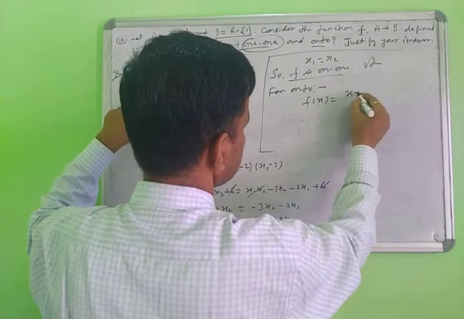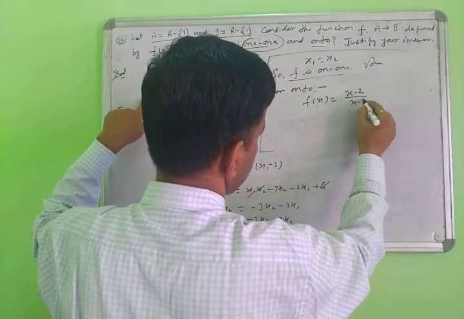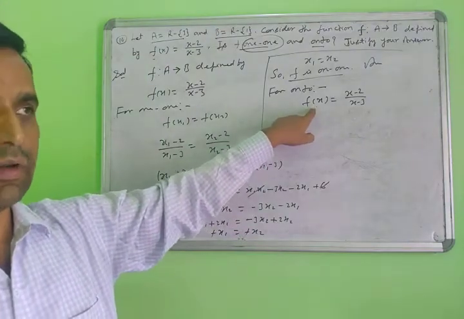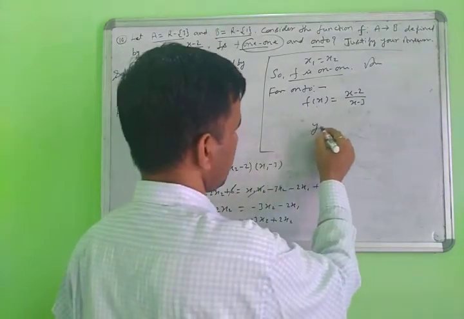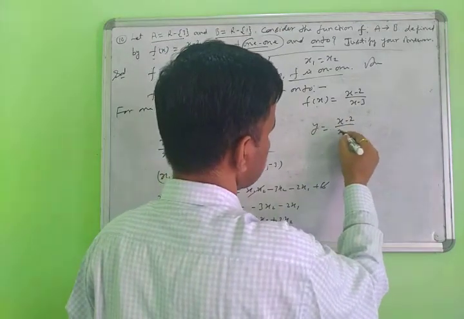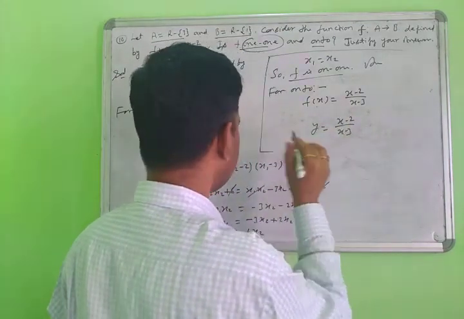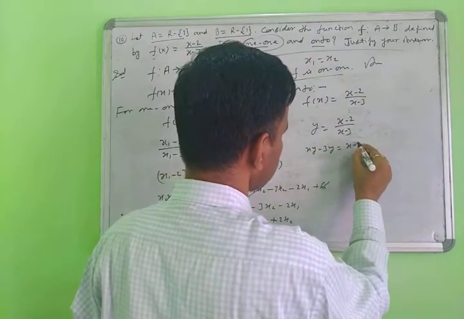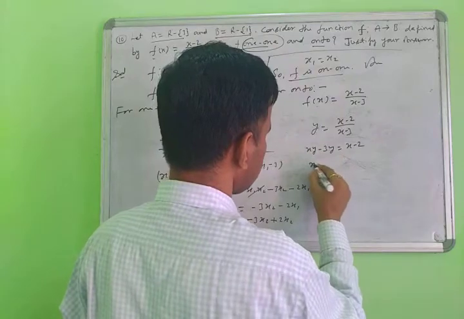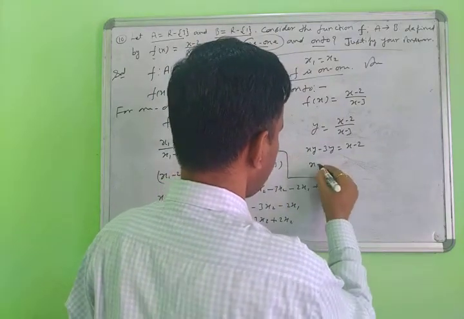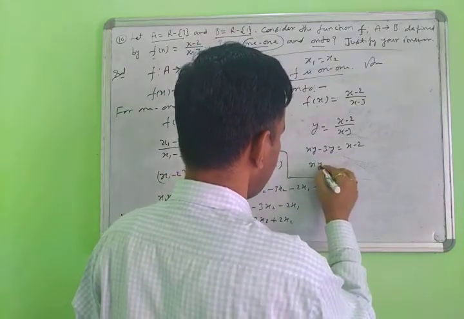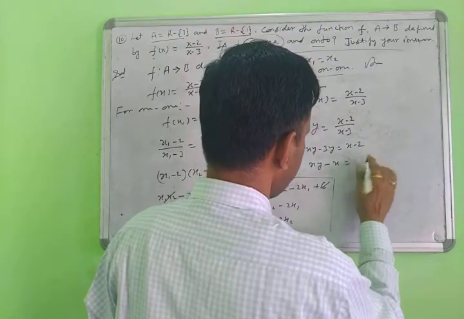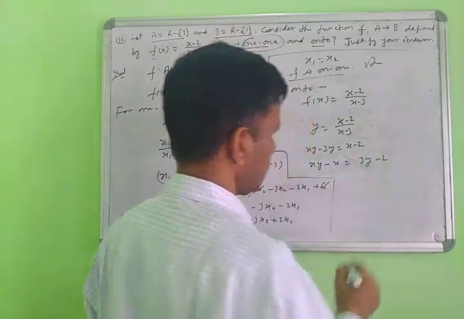f(x) equal to (x minus 2) upon (x minus 3). When you find the onto, then this f(x) is converted to y. The value of f(x) is equal to y, so (x minus 2) upon (x minus 3) equals y. Cross multiply here: xy minus 3y equal to x minus 2. Taking x minus, xy minus x equal to 3y minus 2.